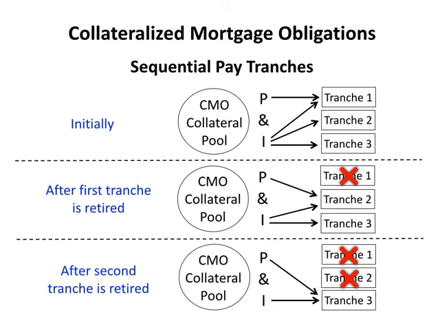So you can see why these would be called sequential pay tranches, because the principal is returned in sequence. Initially, all principal is returned only to the shortest term outstanding tranche, tranche 1. Once that tranche has been retired in its entirety, then and only then do we start returning principal to the investors in tranche 2. And once the investors in tranche 2 have received back every last dollar of their principal, then and only then do we start returning principal to the investors in tranche 3.